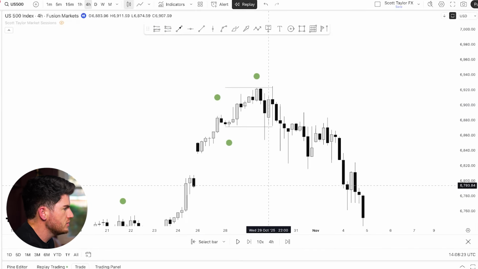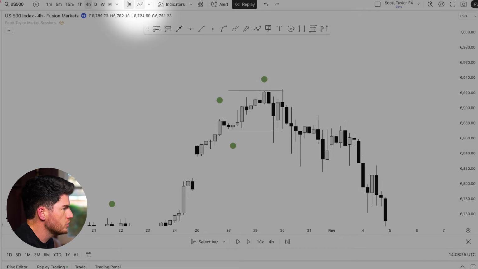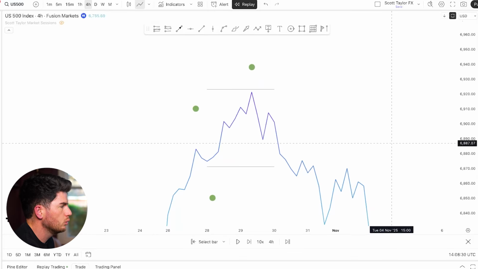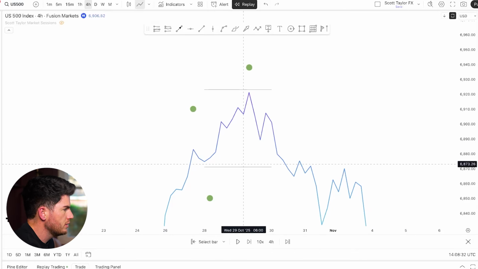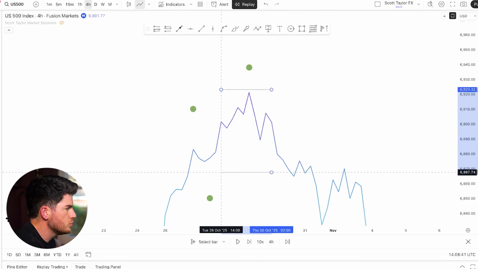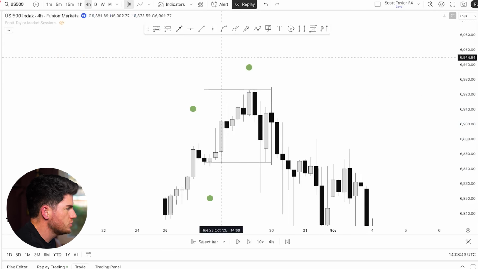If price is quite messy, zoom in and go over to the line chart at the top of the screen, and it will show you where the highs and lows are. It will just remove the wicks. So even here, we can see a change of trend or a market structure shift earlier on, or you could use this one here as a more conservative change of trend.